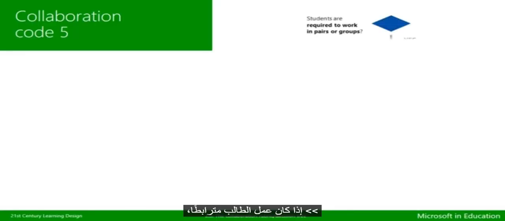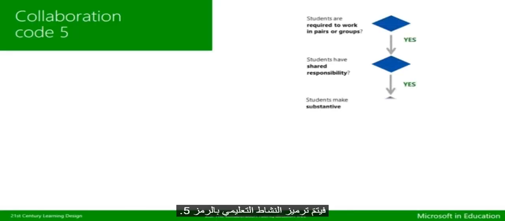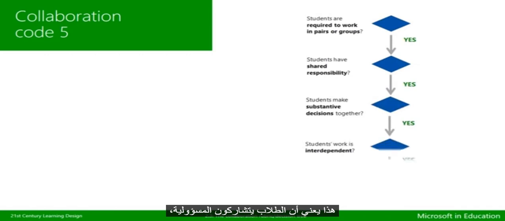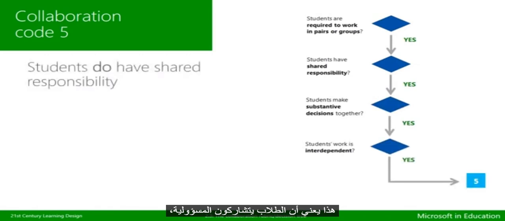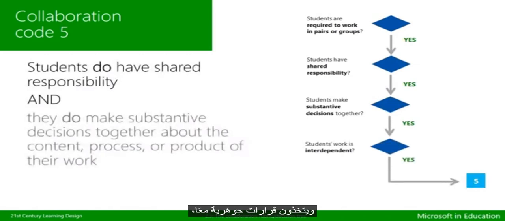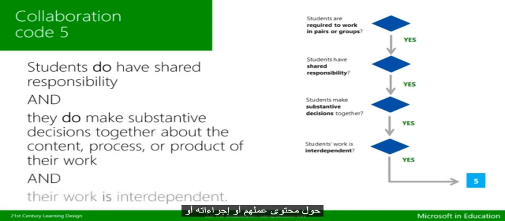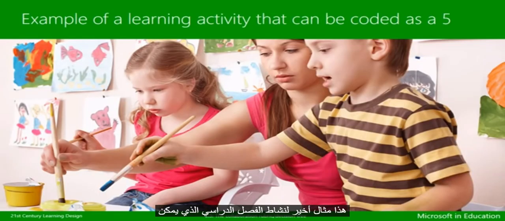If the student's work is interdependent, then the learning activity is coded at a 5. This means students do have shared responsibility, and they do make substantive decisions together about the content, process, or product of their work, and their work is interdependent. This is a final example of a classroom activity that can be coded as a 5.